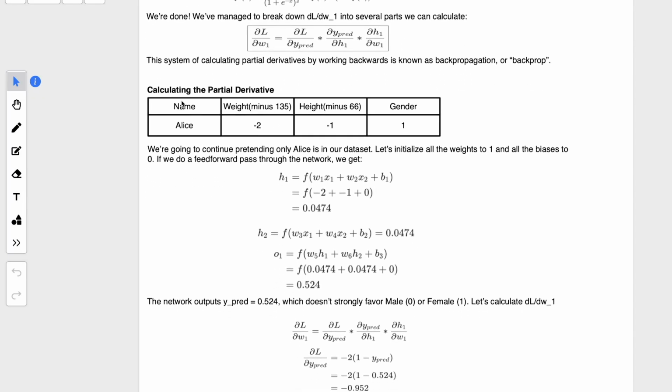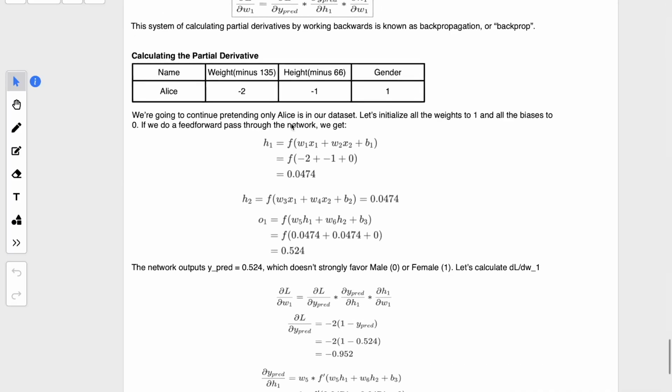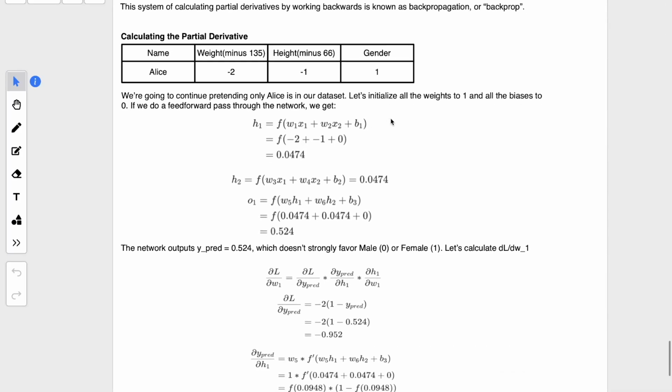Now we want to calculate the partial derivative. So let's again take the same single input for Alice. We are going to pretend that Alice is our data set. Now we'll just put all our values into it. We'll take all our weights as 1 and all our biases as 0, just to make the calculations easy: all the weights w1, w3, w4, w5 as 1, and all the biases b1, b2, b3 as 0, and we're just passing this input here.